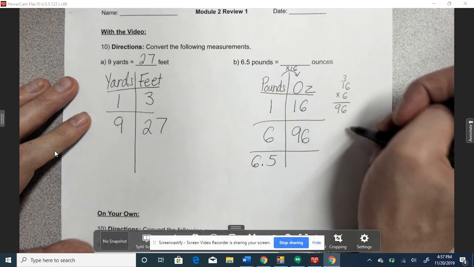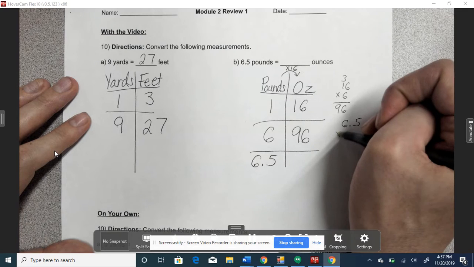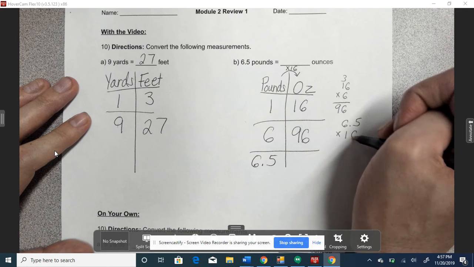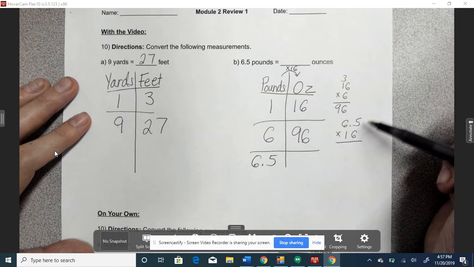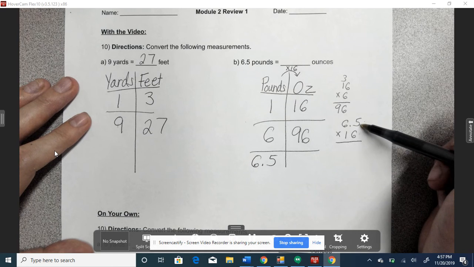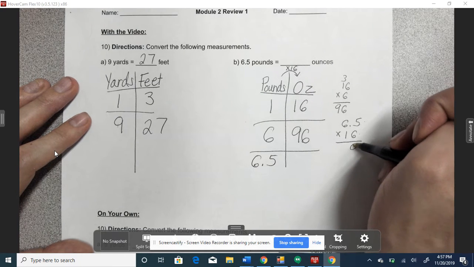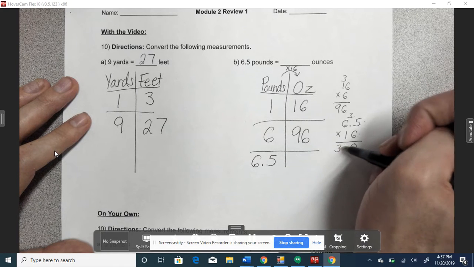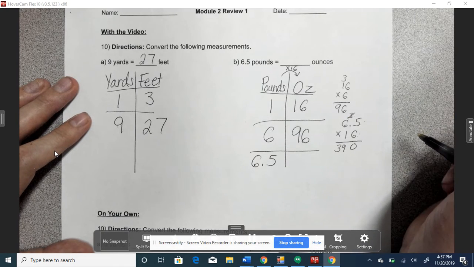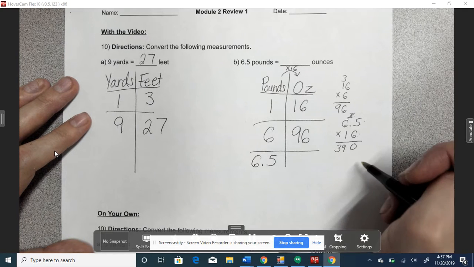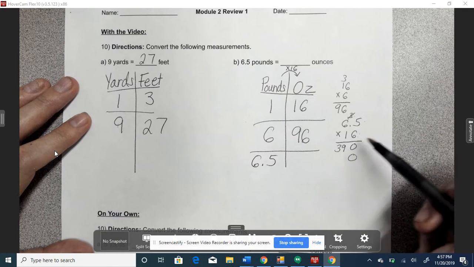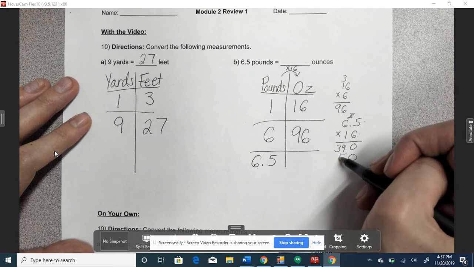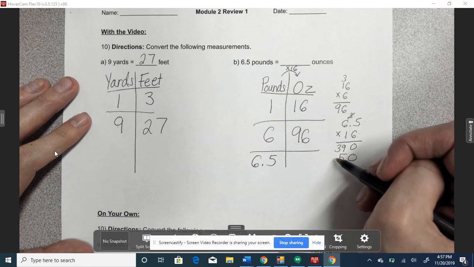I'm now going to multiply 6 5/10 times 16 because we have 6 5/10 pounds and there's 16 ounces per pound. So 6 times 5 is 30, carry the 3. 6 times 6 is 36, plus 3 is 39. Cross out the 3 because I've used it. Now we're going to multiply by the 1 in the tens place. So the 0 is going to go in the ones place. 1 times 5 is 5. 1 times 6 is 6.